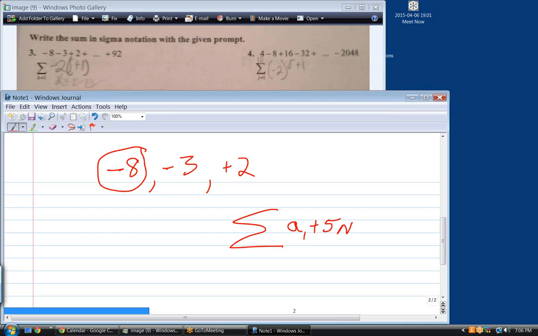I don't know. Because it's giving you k on the bottom as the starting point, like k equals 1, so 1's our starting point. Okay, well, let's change that to a k then. I'm sorry, I couldn't read that. Let's make it k. And our first term is minus 8.